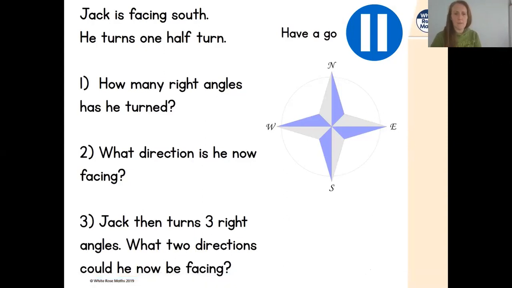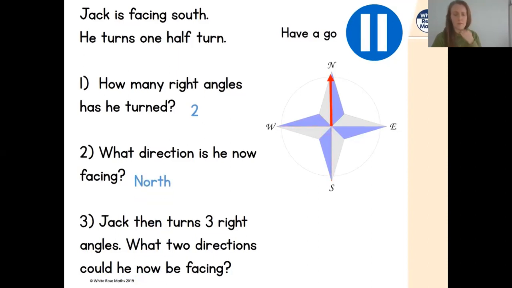So number 1, he's facing south, so let's draw him facing south. He turns half a turn. How many right angles has he turned? Well, he's turned through half a turn. How many right angles is that? It's 2, isn't it? We can see that there. Imagine 2 quarters to make up that half turn. So he's turned through 2 right angles. What direction is he facing now? Well, we don't have a choice there. He must be facing north if he started from south.